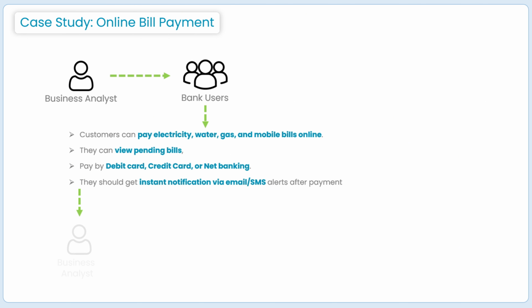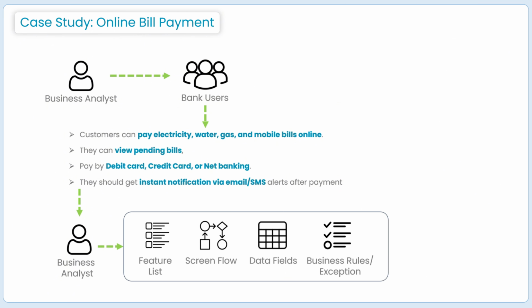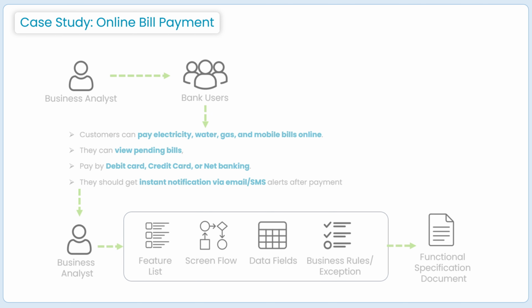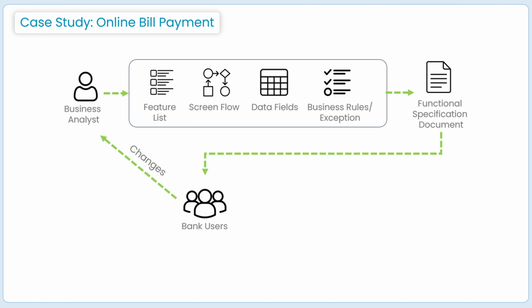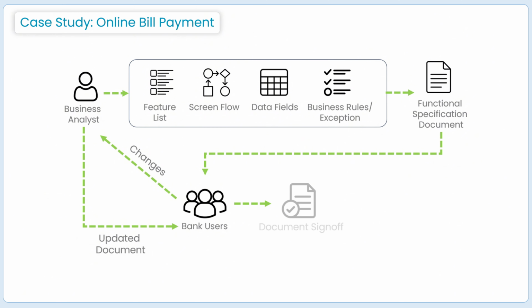The business analyst will document all the above features, create user journey workflows for bill payment, business rules, and error handling in a functional specification document. This document will be sent for client review. The client will check the document and will ask for required changes as needed. Once the document is updated, the client will provide the approval.